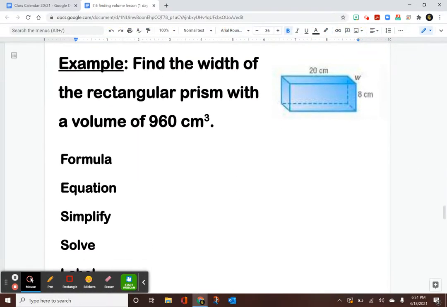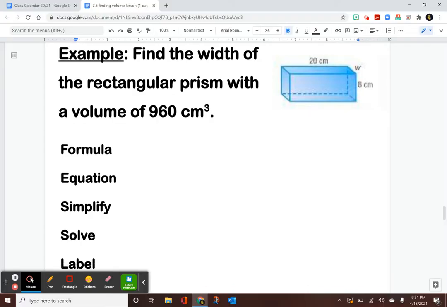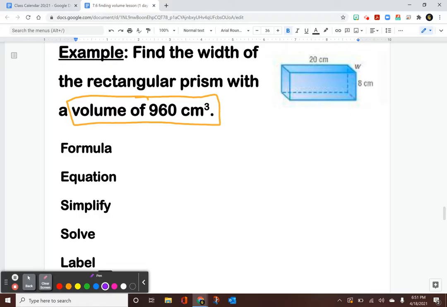So here's my example. I see a rectangular prism off to the side. I'm given the information of 20 centimeters one way, 8 centimeters another way, and the W width I don't know. But I do know the volume is 960 centimeters cubed. My formula is going to be, for volume of a prism, V equals L times W times H.